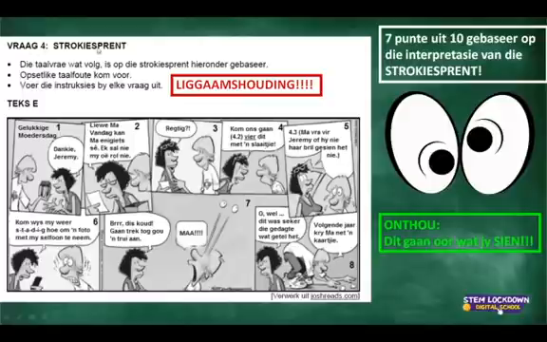Dit sê, vraag 4 strokiesprent. Die taalvraag wat volg is op die strokiesprent hieronder gebaseer. Opsetlike taalfoute kom voor, voer die instruksies by elke vraag uit. Okay, so the language questions are based on the cartoon, and then they say, if you come across language mistakes within the cartoon, it has been done on purpose. Okay, so hier is ons weer met Jeremy. We've got Jeremy again, just like our previous one.